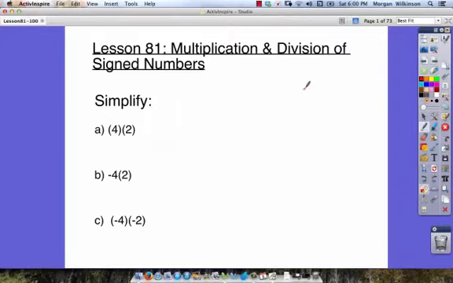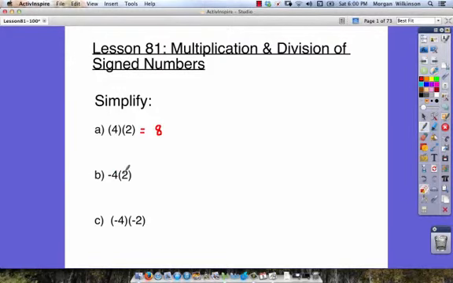Lesson number 81 is all about multiplication and division of signed numbers. And by signed numbers, we just mean positive numbers or negative numbers. So our first problem is to simplify. And we have 4 times 2. Remember, when the parentheses touch, that just means multiplication. So 4 times 2, that must be equal to 8.